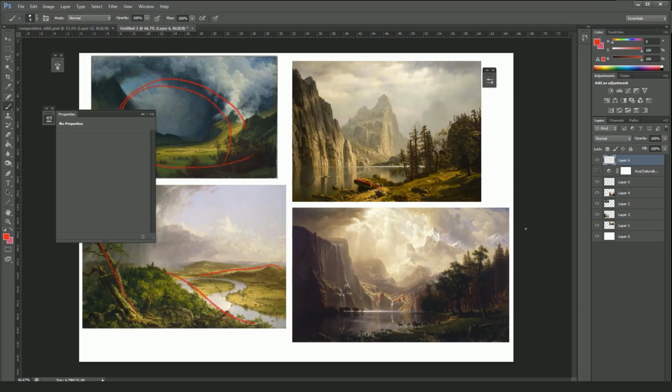Now to make a realistic environment with the values, you always have atmosphere. So this is a really nice exaggerated one where it's just way darker in the foreground, lighter in the background because of all the particles in the air.